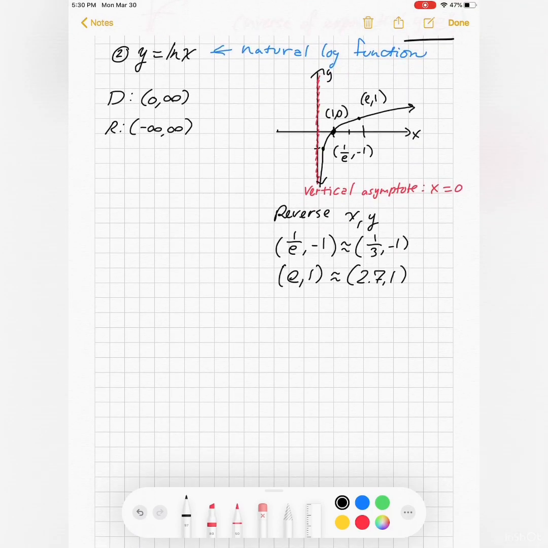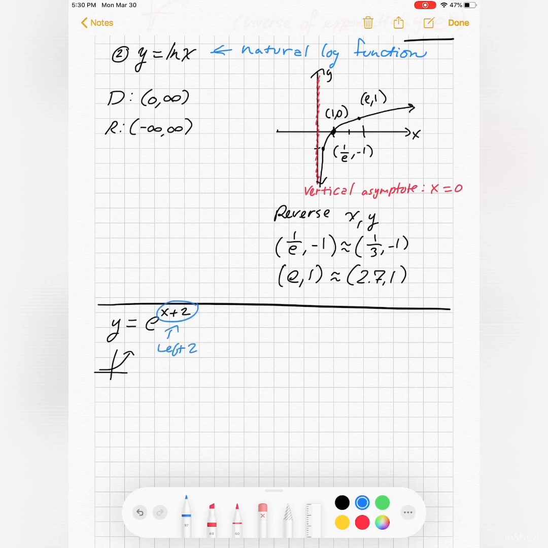Now, using these two as base graphs, you could really do all different kinds of transformations. Just as a side note, if you had something like this, you have an exponential function that's shifted left 2. If you have something like this, it's an exponential function, but with the x's negative, it's reflected. Reflect.